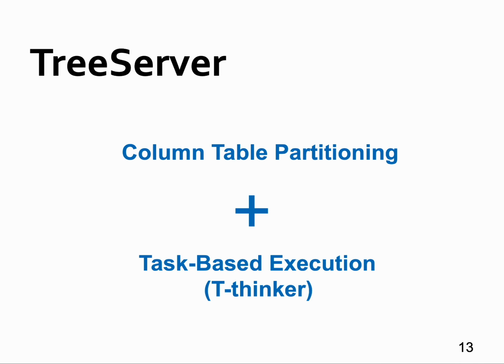Our TreeServer system features two designs that are different from prior systems for constructing decision trees. Firstly, TreeServer partitions the data table by columns to different machines rather than by rows as in Spark MLlib or XGBoost. Secondly, TreeServer uses a task-based parallel execution model called T-thinker to make sure that CPU cores in a distributed cluster are fully utilized.